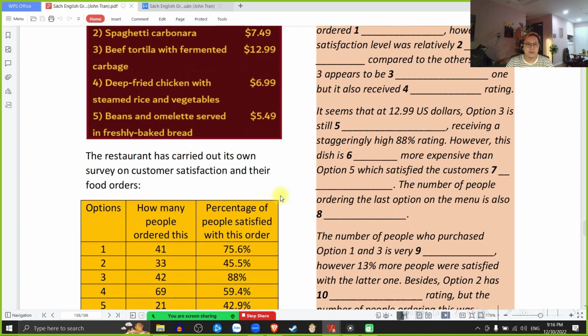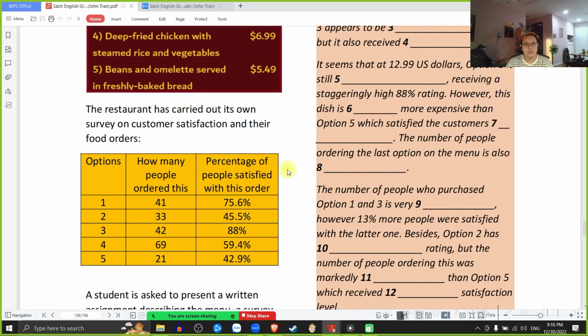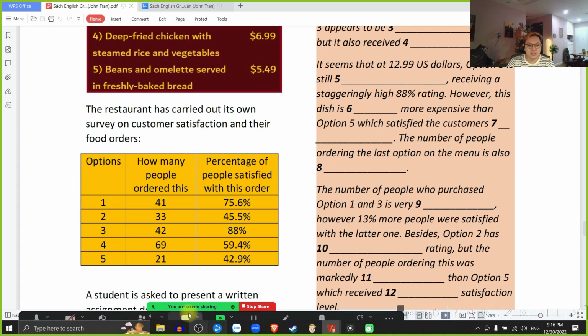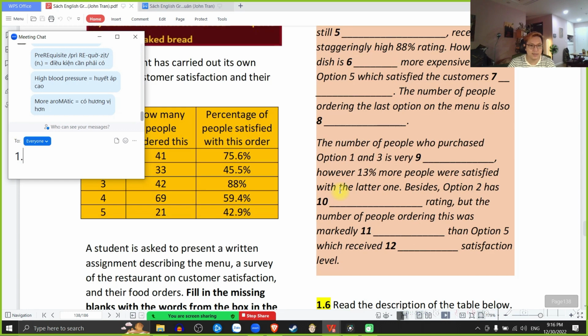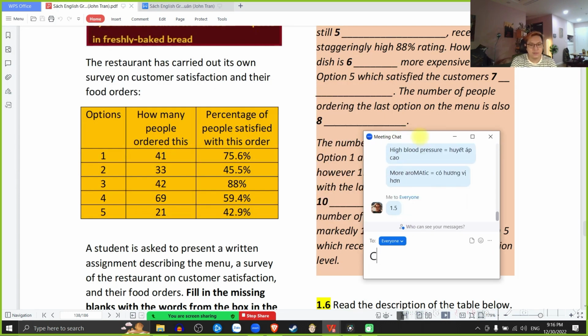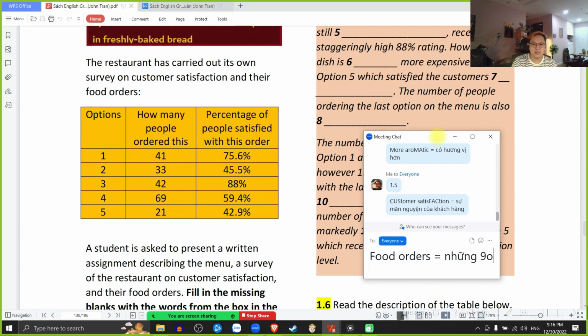So the restaurant has carried out its own survey on customers' satisfaction and their food orders. This one is 1.5. Customer satisfaction, and there are food orders, and how satisfied they are.